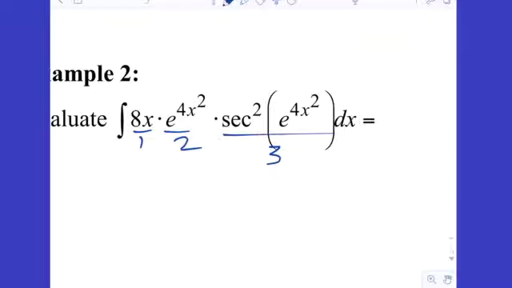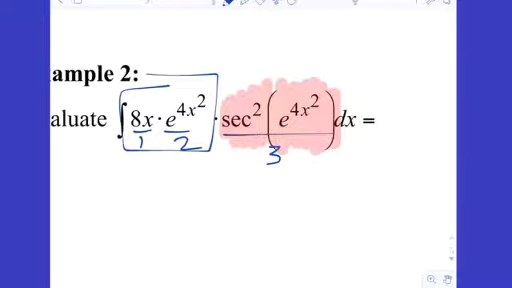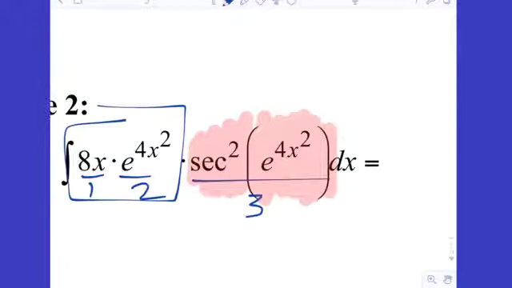So step one, look for the biggest, bulkiest factor that contains the most information. Which one of those three factors is the biggest, bulkiest looking factor? Secant squared of e to the 4x squared. Okay, so once you identify the biggest, bulkiest factor, here's what you're going to do. All the other factors, whether there's two factors like in this case, or just one, or sometimes three or four, all of those other factors had to be generated from the chain rule when you took the derivative of the inside functions, right? So you want to identify the inside function and the outer function.